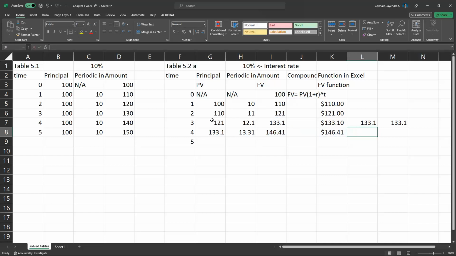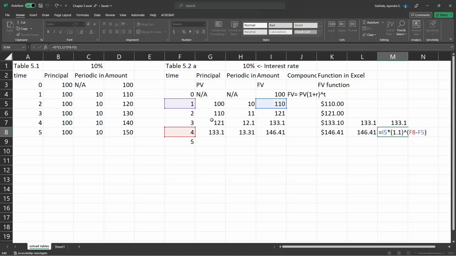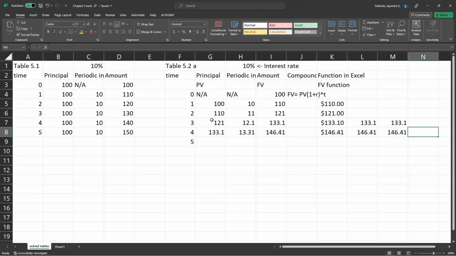So all I'm going to do is Control D. Let's try Control D. Yep. I used 121 as a starting value. I used 110 as a starting value. And now I can use 100 as a starting value as well, using the same principle. So times 1.1 to the power of 4 minus 0. We'll get 146.41. Let's do it one last time for the illustration purposes.